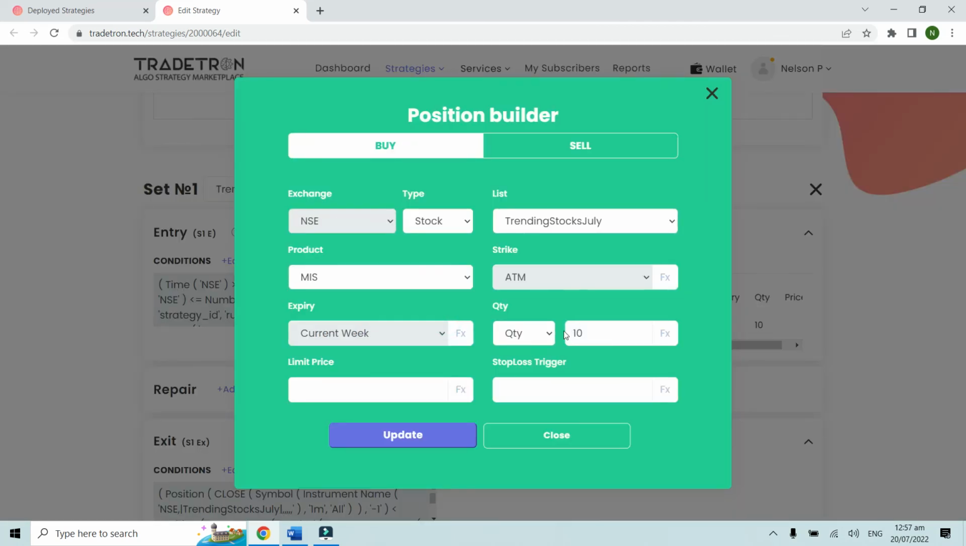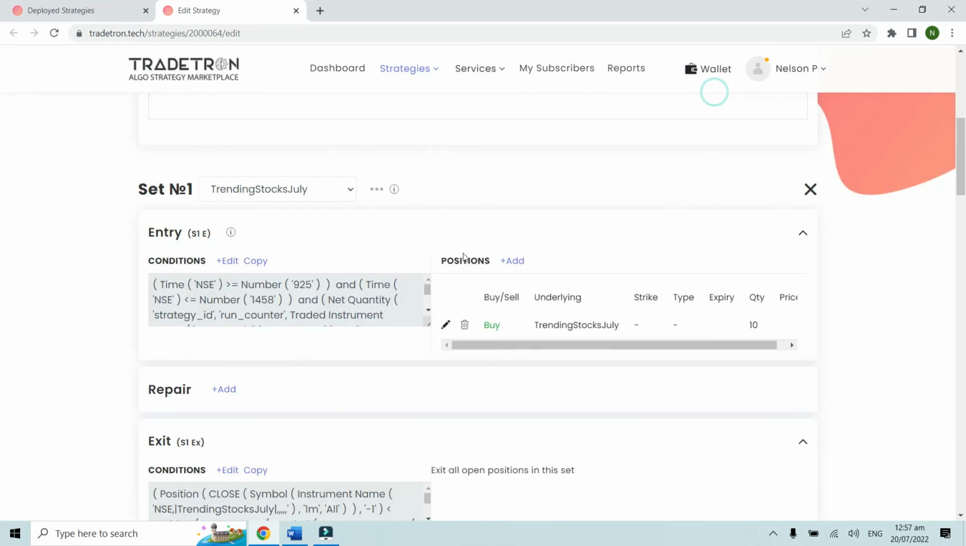So just understand that logic. Once you understand it, you will be able to create your own combinations as per your liking when creating strategies. All right, thank you.